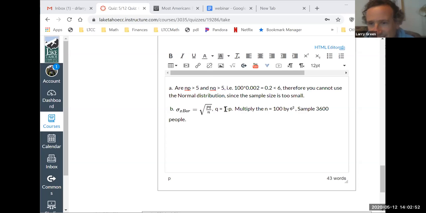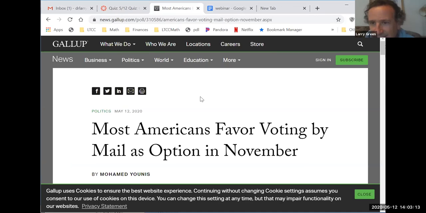Well, they're already doing it in California. I actually haven't gone to the ballot place on election day in years. I always do mail-in. So California already does that. So let's go to an article and let's see if you agree with everyone.